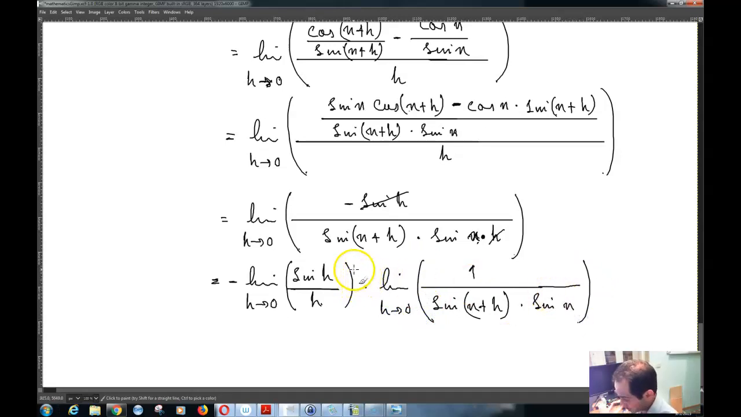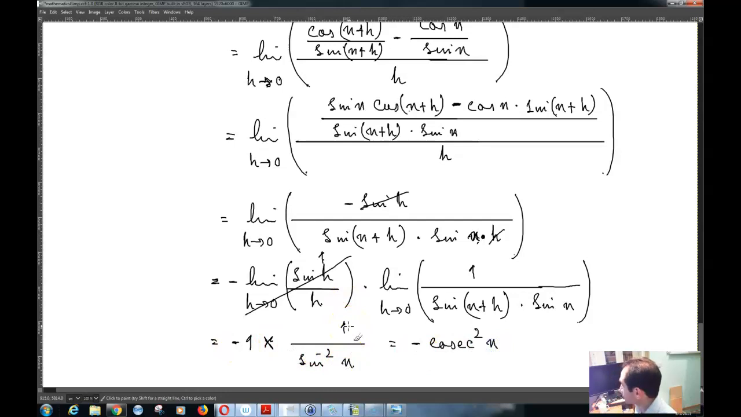So this part, as you know, is equal to 1. So you have negative 1 times, now over here when h tends to 0, this is sine x and this is also sine x, so this is 1 over sine squared x. So 1 over sine squared x is equal to cosecant squared x, so that's negative cosecant squared x.